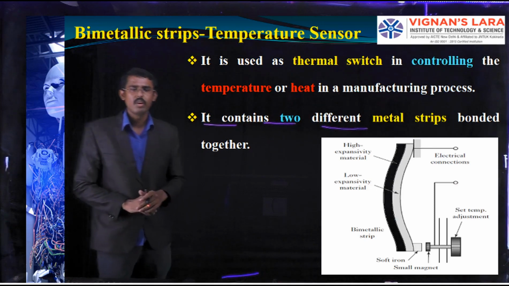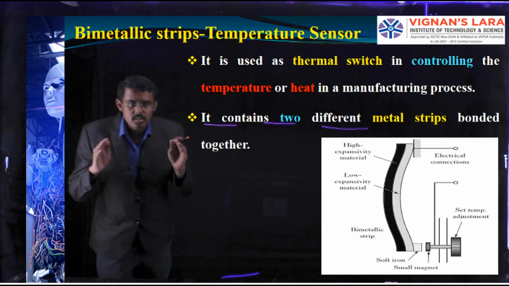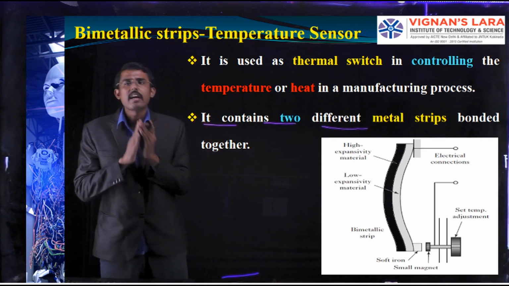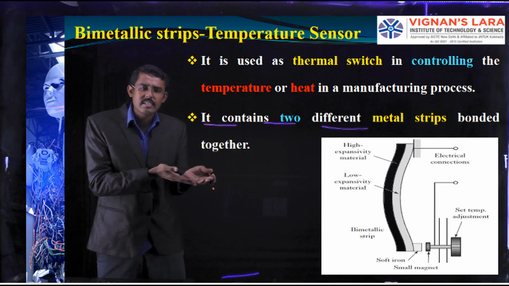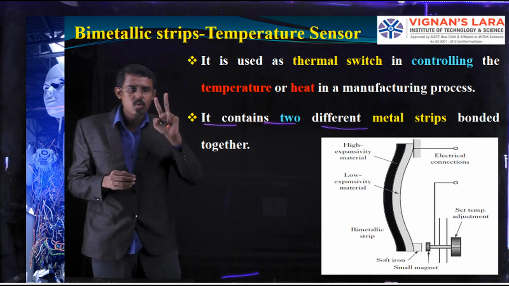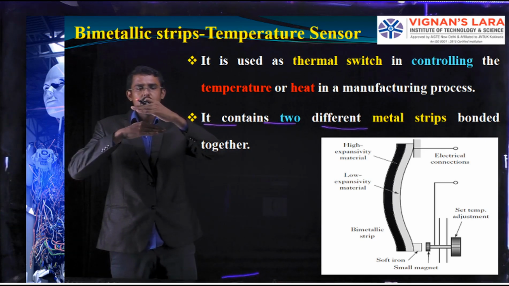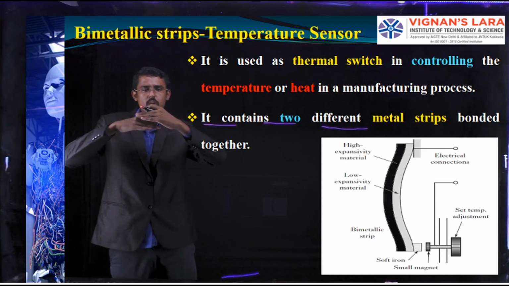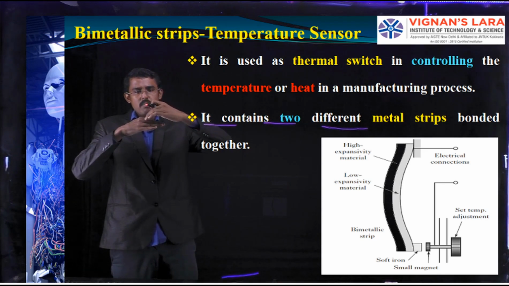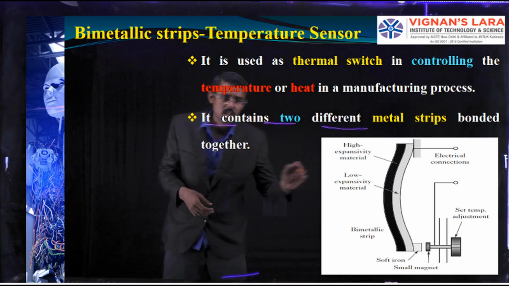A first example of a bimetallic strip. It is used as a thermal switch in controlling the temperature or heat in a manufacturing process, like the examples of casting and molding we have already given. So it is useful there. It contains two different metal strips bonded together. Let us consider a bimetallic strip where a motor switch has to be on. When thermal expansion is increased or decreased, the strip may be bent and it touches here. So we are using those points in this process.